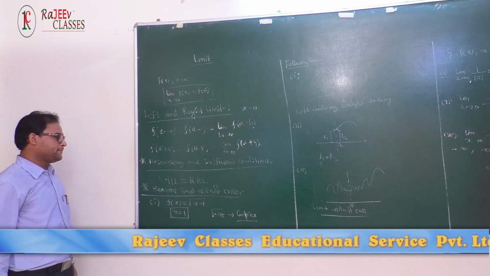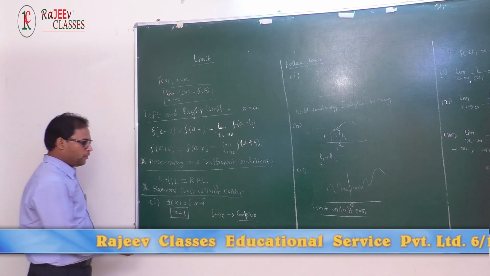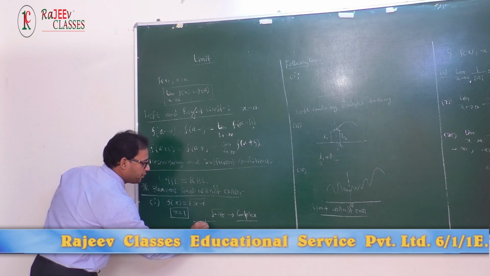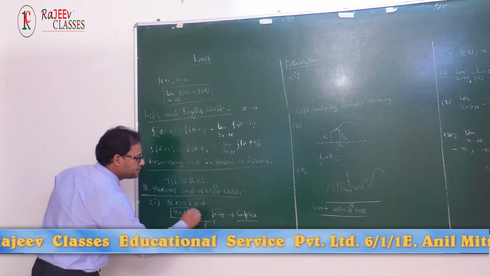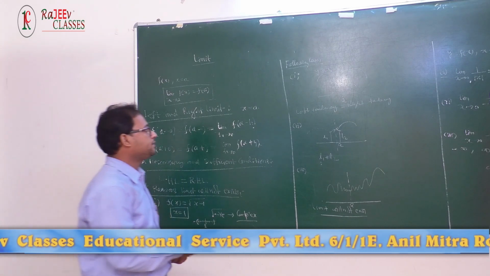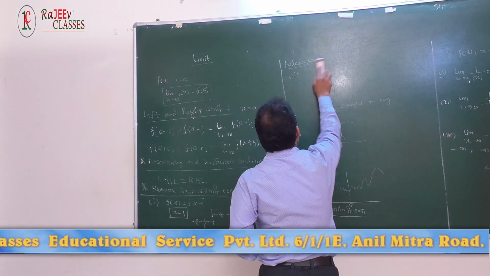Therefore, what we see is that in the neighborhood of the point 1, in the right neighborhood the function is defined, in the left neighborhood the function is not defined. Therefore, we say that the limit does not exist.